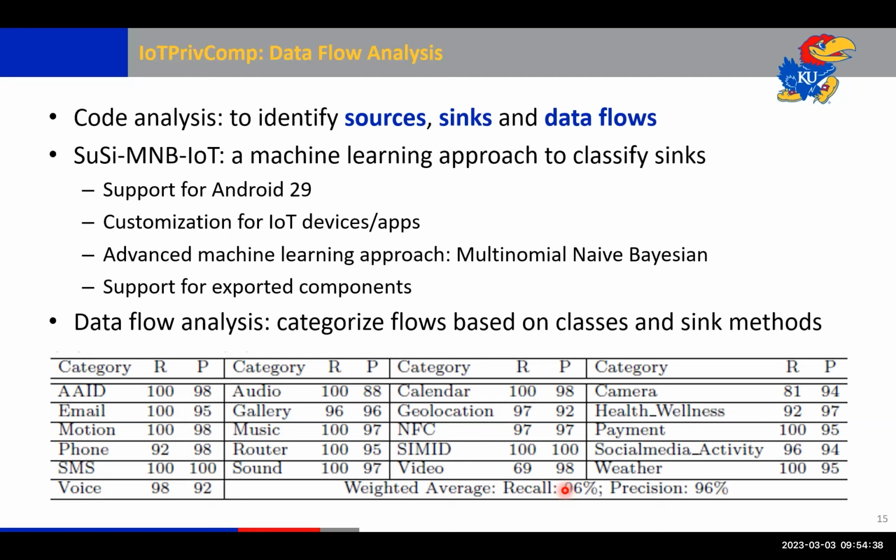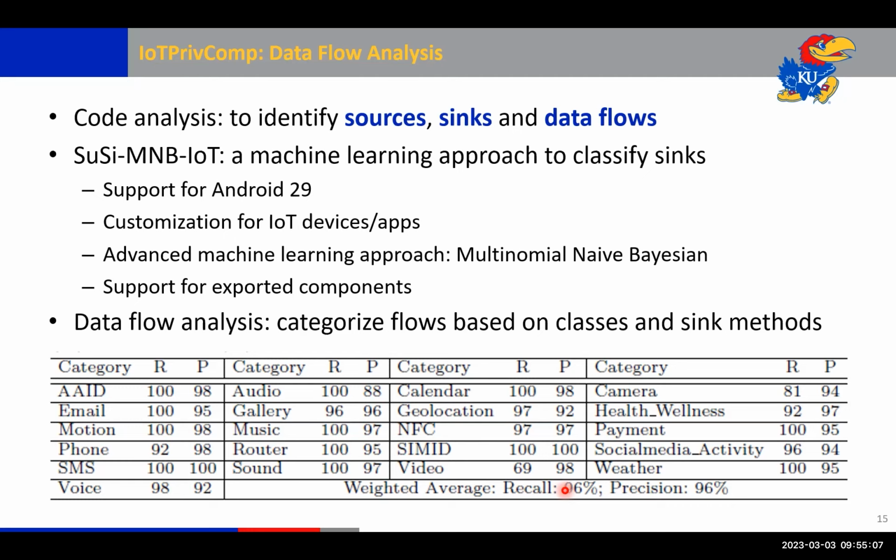The original, the older methods, I would say, used support for Android 4.2. We added support for much more advanced APIs. We customized our code for IoT devices, which was lacking in the past, and we made use of a machine learning approach that was much faster than it was done in the past, and it used multinomial naive Bayes. It provided much higher performance as well.